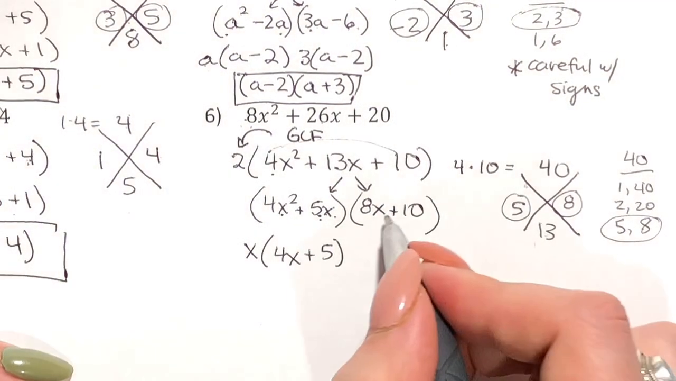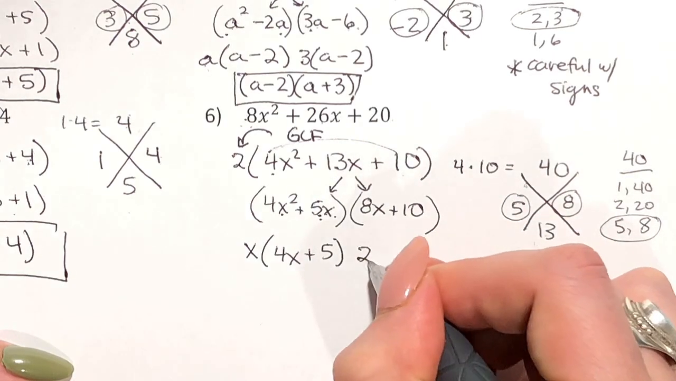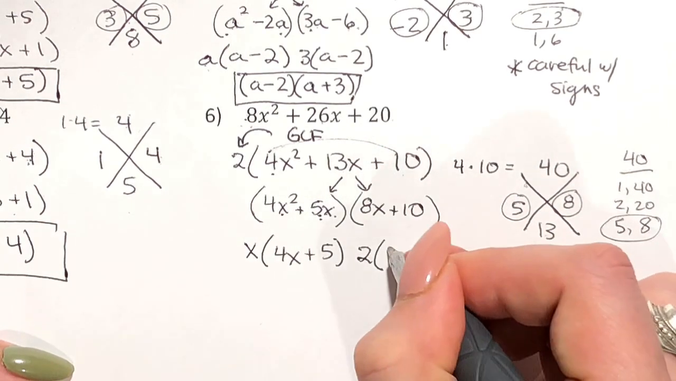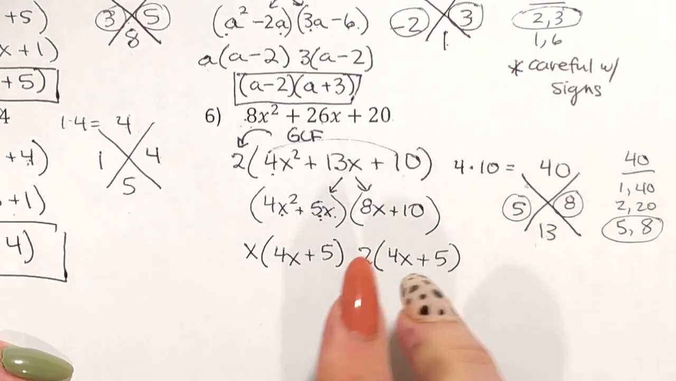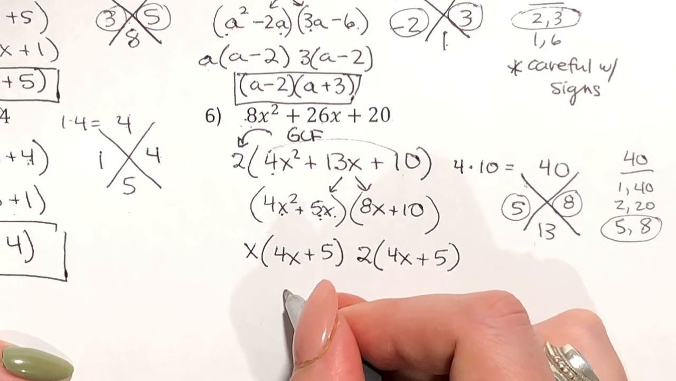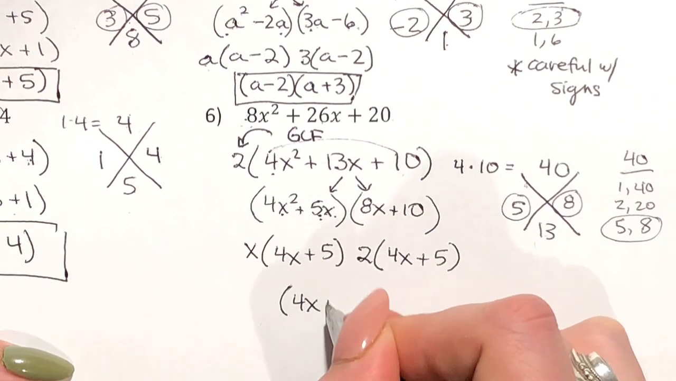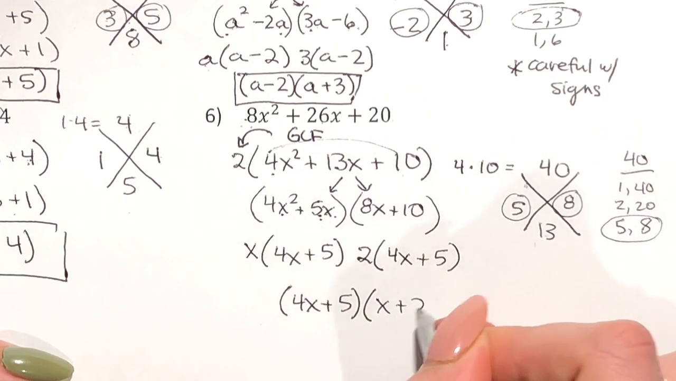Then we repeat. For 8x and 10, we can take a 2 out of each. So 8x divided by 2 is 4x, and 10 divided by 2 is 5. We see we get those matching 4x plus 5, so that means we did our answer right. So we'll keep one 4x plus 5, and then the x plus 2.